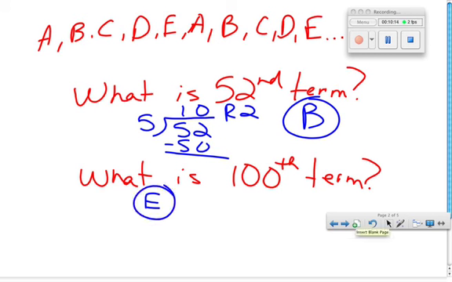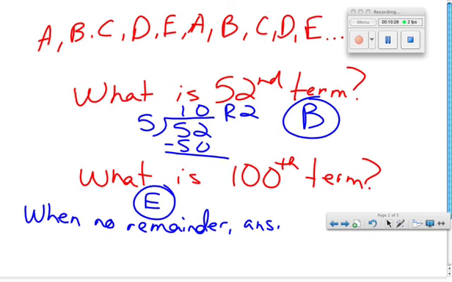If it's something that you've got to write down in order for it to really sink in, you might want to write down, when there's no remainder, the answer is the last term before it repeats. Does that make sense?